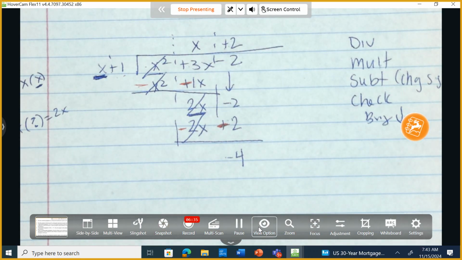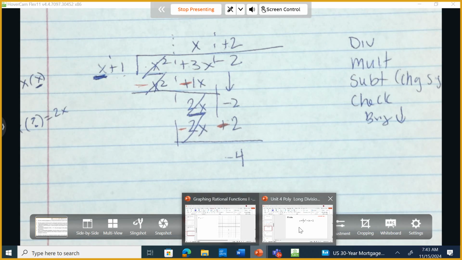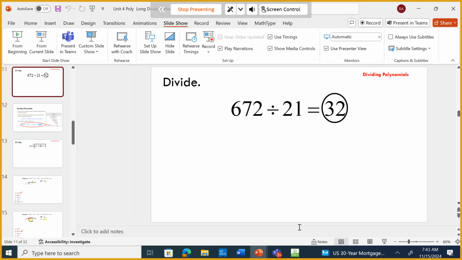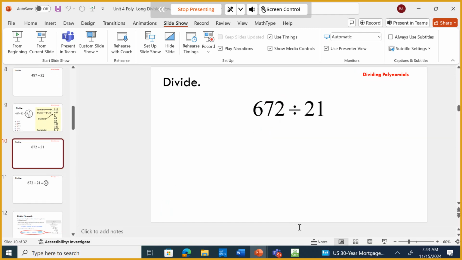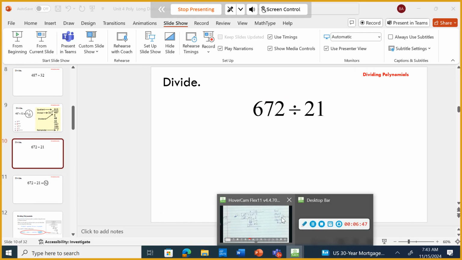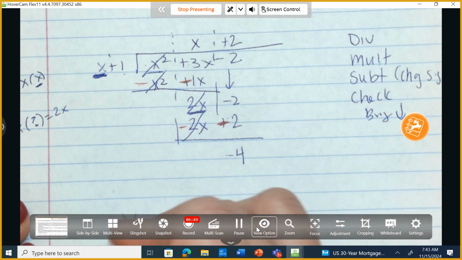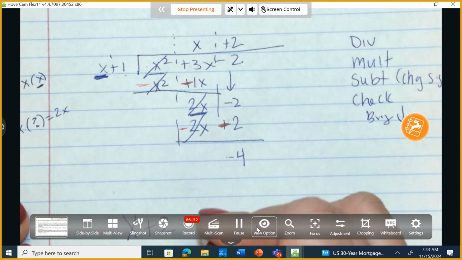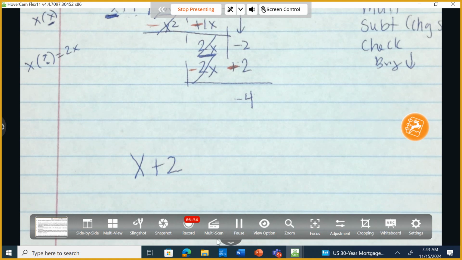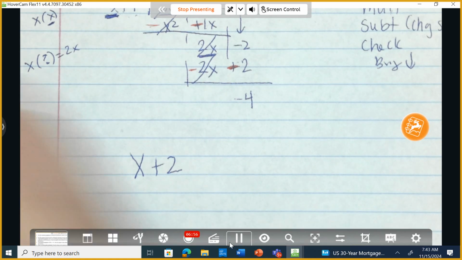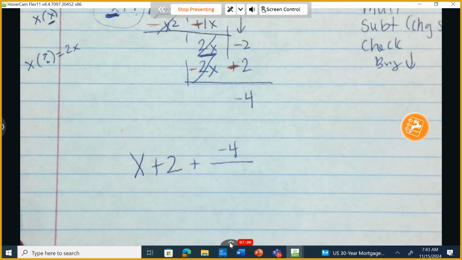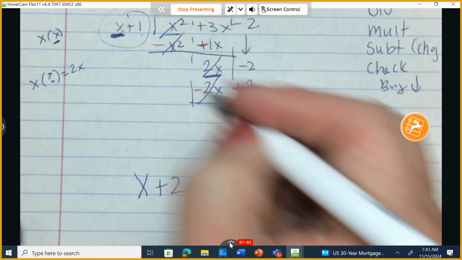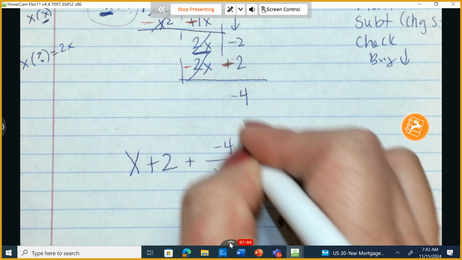Well, how do I write down the answer? It's just like we did in this previous slide. Let me go back a couple. Just like this. How do we write this? So we're going to write it as whatever's on top, x plus 2. Oh, I got a remainder. We don't put an r anymore. We don't do that in your math. We put the remainder, which is plus negative 4, and it's always written with the denominator being whatever's out front here.